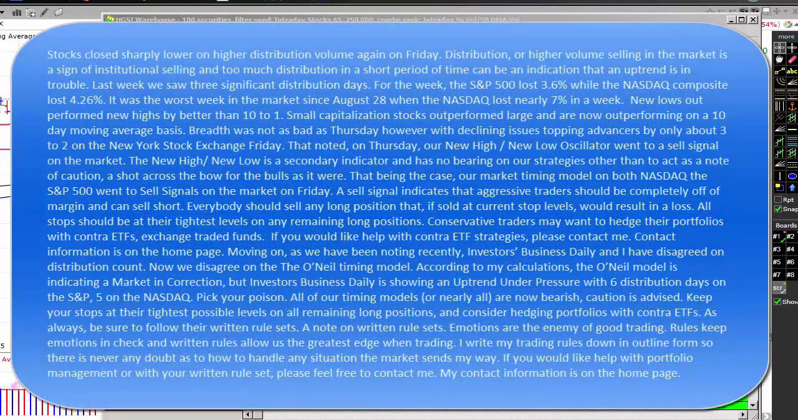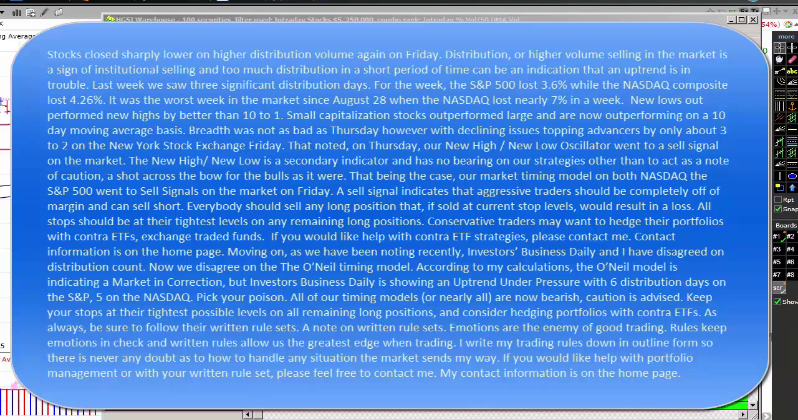Okay, stocks closed sharply lower on higher distribution volume again on Friday. Distribution, or higher volume selling in the market, is a sign of institutional selling, and too much distribution over a short period of time can be an indication that an uptrend is in trouble. Last week we saw 3 significant distribution days. For the week, the S&P 500 lost 3.6%, while the NASDAQ Composite lost 4.26%. It was the worst week in the market since August 28th, when the NASDAQ lost nearly 7%.